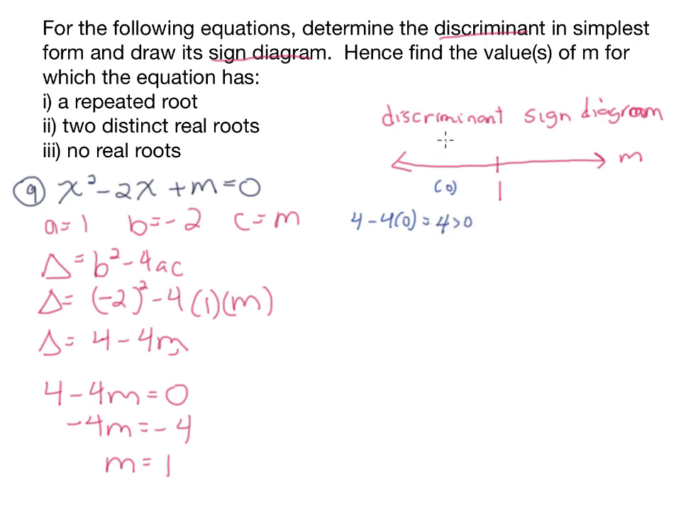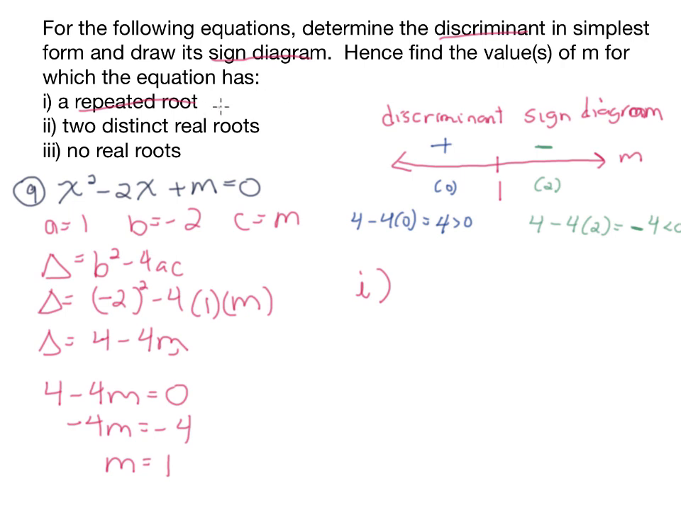So when I try 0, I'll get positive. When I try 2, I get a negative solution. So what this graph tells me is anytime m is less than 1, my discriminant will be positive. Anytime m is 1, my discriminant is 0. Anytime m is greater than 1, my discriminant is negative. That's the discriminant sign diagram.